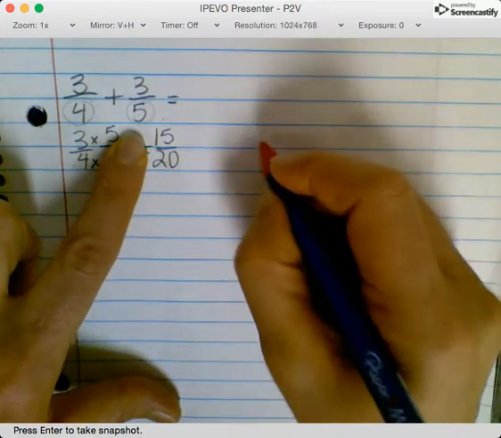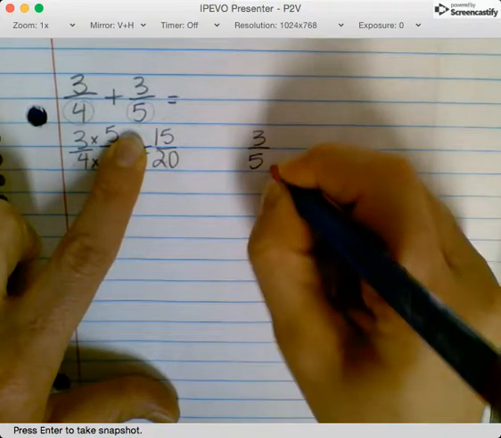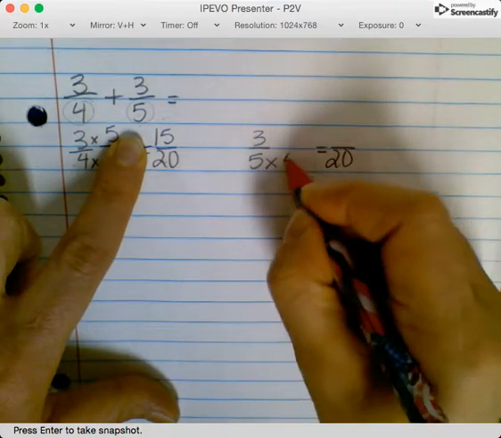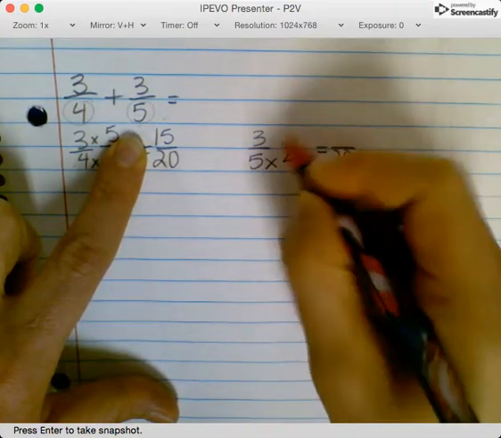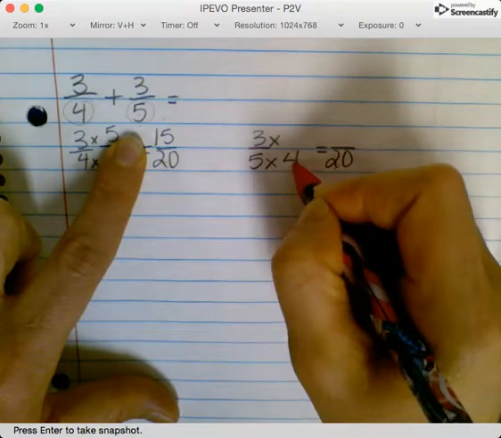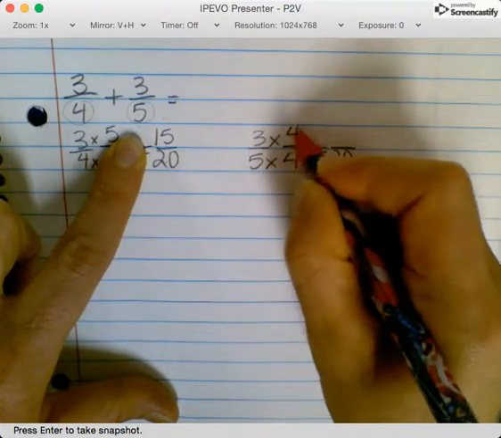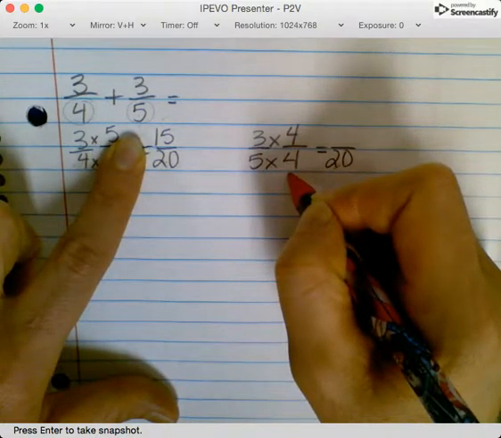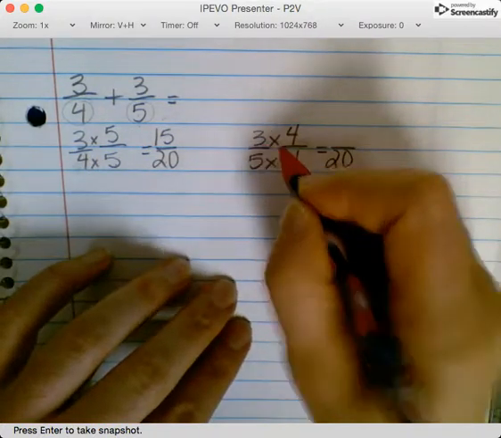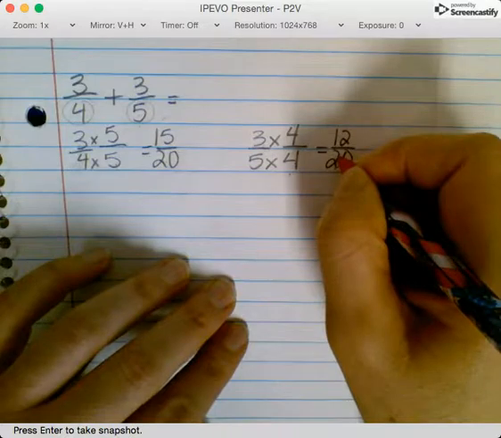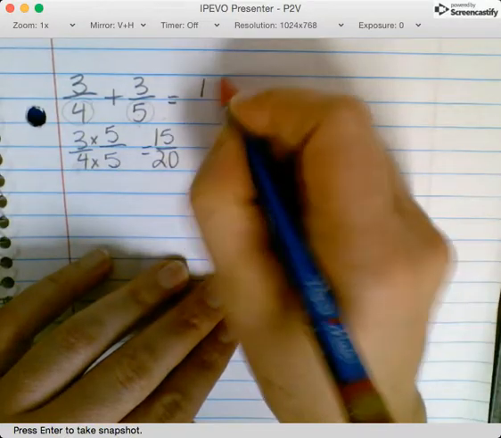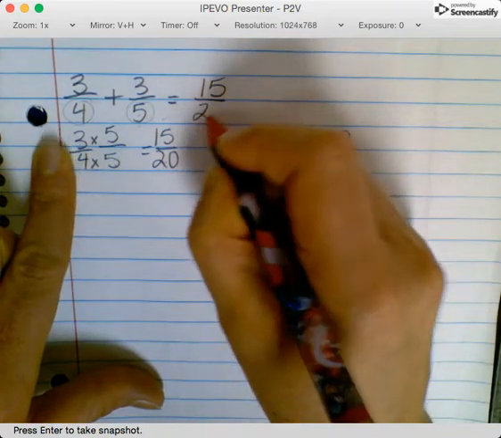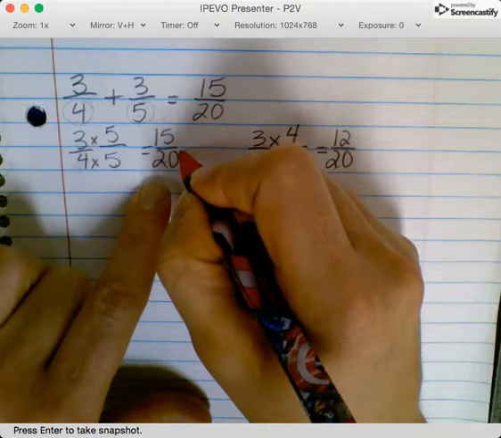Now for my 3/5, I also want to make that something over 20, and 5 times 4 will get me to 20. That means if I multiply my 5 times my 4, then I also have to multiply the 3 times the 4. 3 times 4 is 12. That makes that 12/20. And I'm just going to rewrite the problem with the new values substituted.